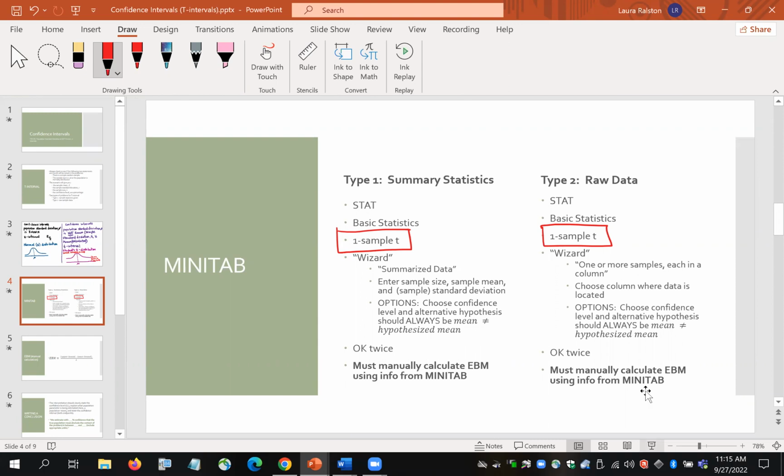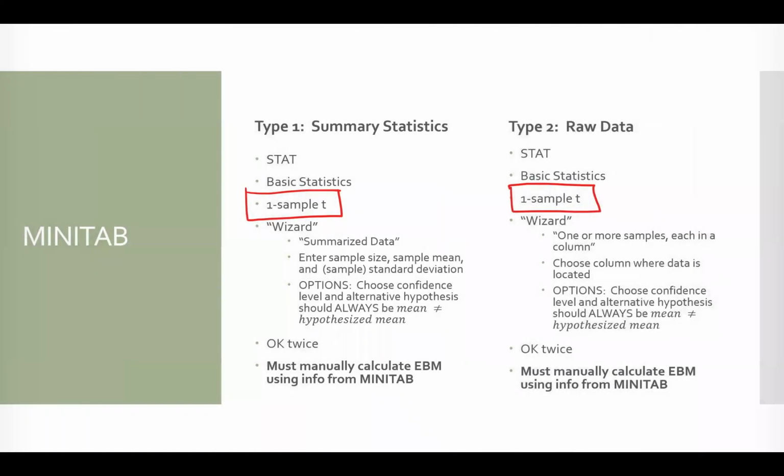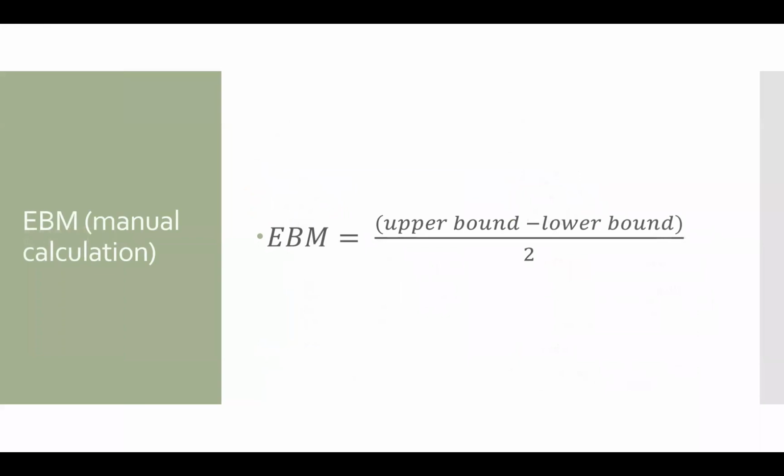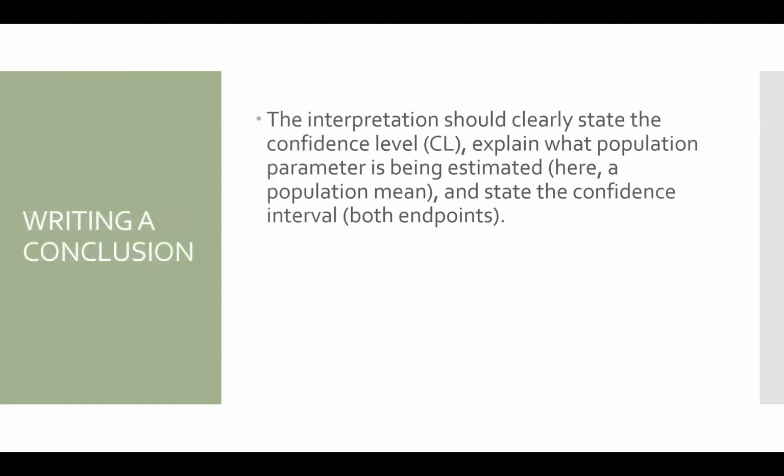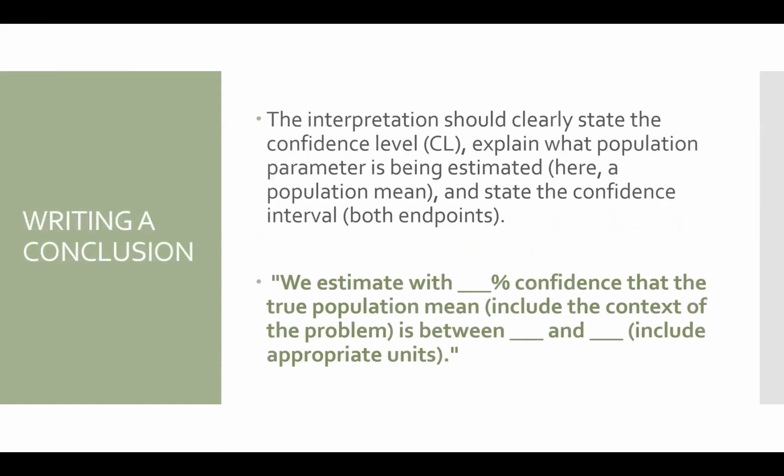The process for calculating the error bound for the population mean is the same. It is still the upper bound minus the lower bound divided by 2. And then the manner in which we write the conclusion is also the same.